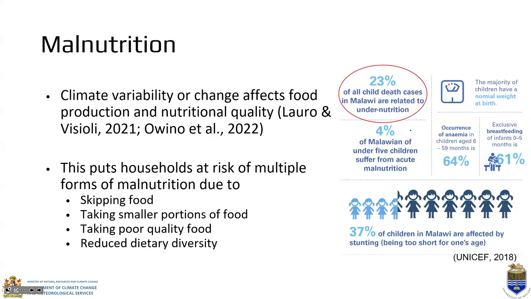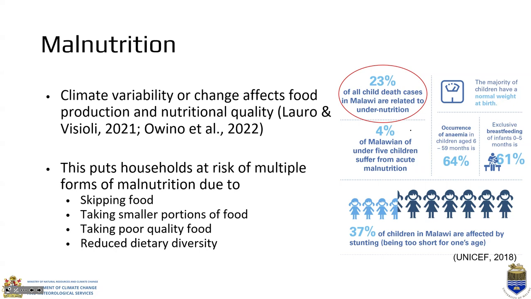So picking on that case of malnutrition, which is one of the things that we are trying to pursue, UNICEF statistics from 2018 did show that, in as much as most of the children in Malawi are born at the right age, 23% of all child death cases are related to undernutrition. And also 37% of the children in Malawi were affected by stunting. Things have improved somewhat, and the current report shows that it's at 34%. So still a long way to go.